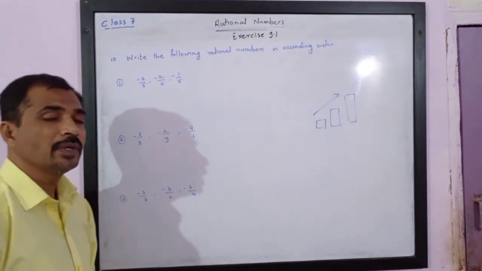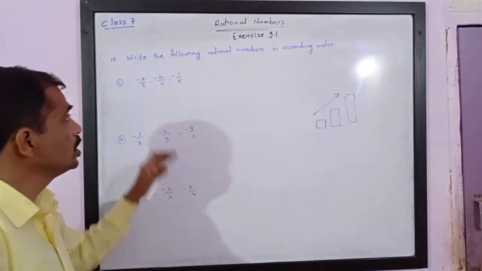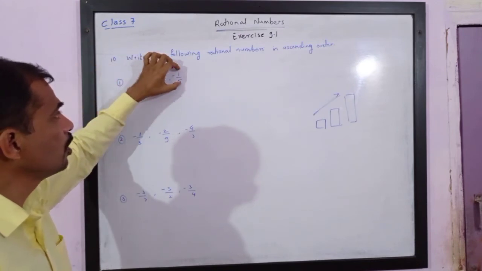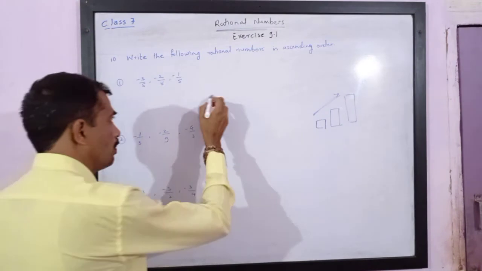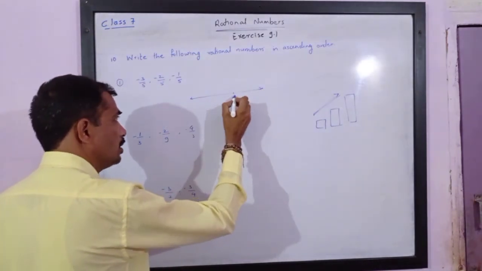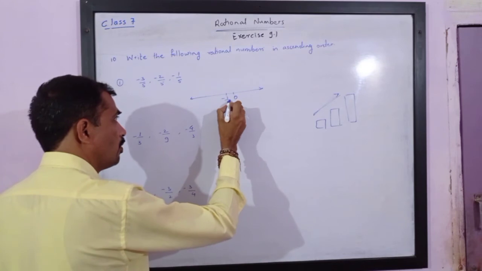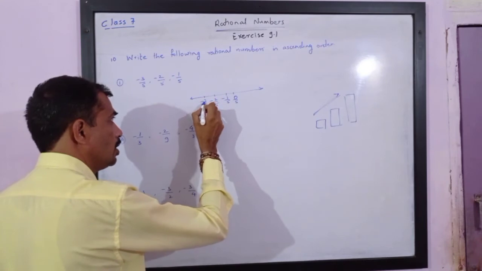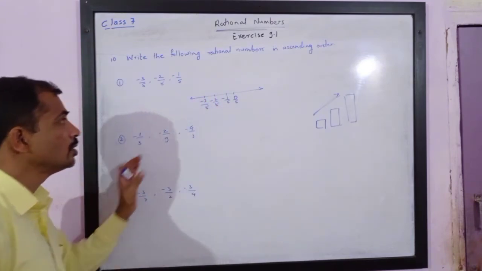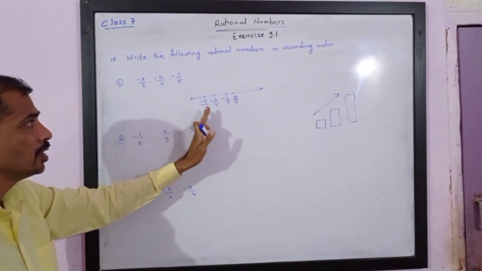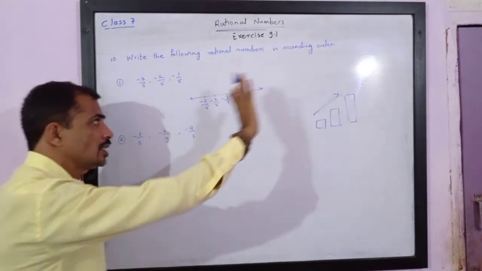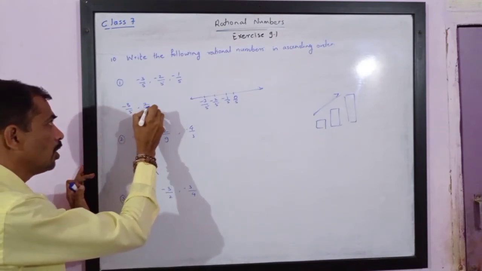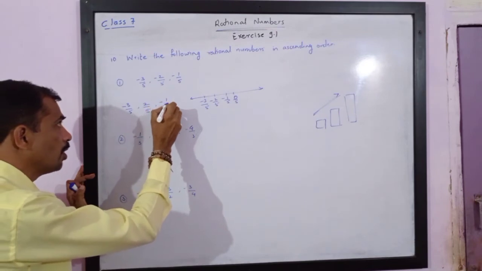If the denominators are same, then please note, we can compare negative 3 upon 5, negative 2 upon 5 and negative 1 upon 5. It is very easy to compare. So, here if you draw the number line 0, we will get negative 1 upon 5, 0 upon 5 we can say 0. This is negative 2 upon 5, negative 3 upon 5. So, please note, very easy to compare these numbers. Smallest is to the left side, biggest is to the right side. So, negative 3 upon 5, negative 2 upon 5 and negative 1 upon 5.